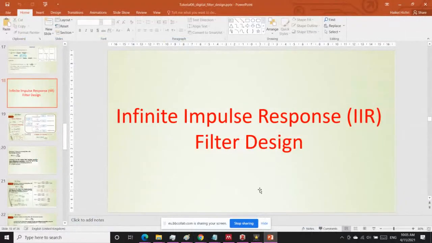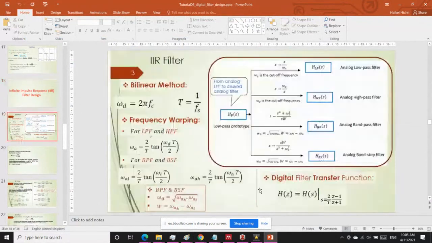Infinite impulse response filter design. So recall how we do it. We start with an analog filter, and then we do warping to convert it to either low pass, high pass, band pass, or band stop, all analog. And then we can digitize it, convert to a digital filter by replacing S with this formula. This is called the bilinear transformation method, BLT, bilinear method.